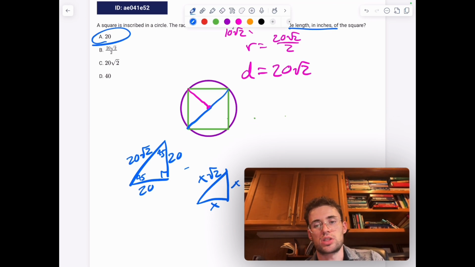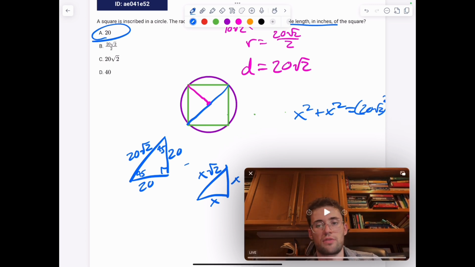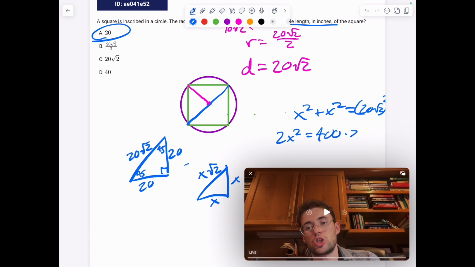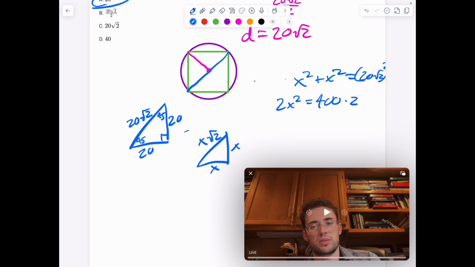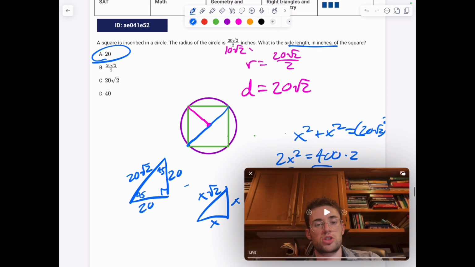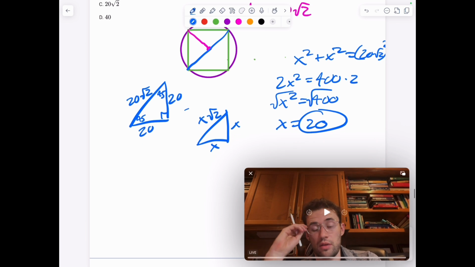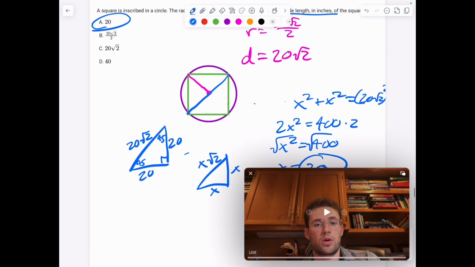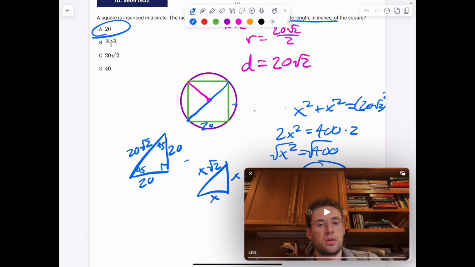If it wasn't, then you could just say x squared plus x squared equals 20 root 2 squared. Use your Pythagorean theorem, and then you could solve for x. You get the same thing, that x equals 20. You get 2x squared equals 20 squared, which is 400, times square root of 2 squared, which is 2. And then just divide both sides by 2. You get x squared equals 400, and then the square root of 400 is 20. So x equals 20. So either way, whether you use your special right triangle, the 45, 45, 90, or the Pythagorean theorem, you'll end up with the side length of the square is 20.